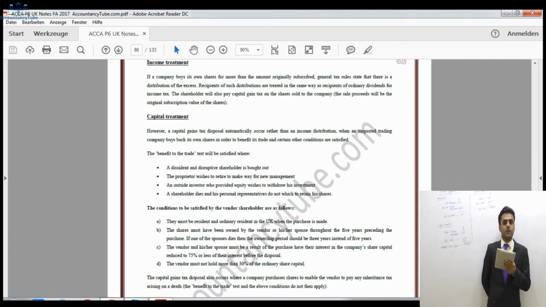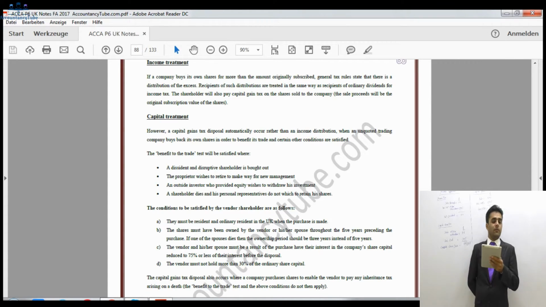So the shareholder who is selling the shares, of whom the company is buying the shares, must be resident and ordinarily resident in the UK. The shares must have been owned by the vendor or her spouse throughout the 5 years preceding the purchase. So the shares must have been owned for 5 years. If one of the spouses dies, the ownership period is reduced to 3 years instead of 5 years.